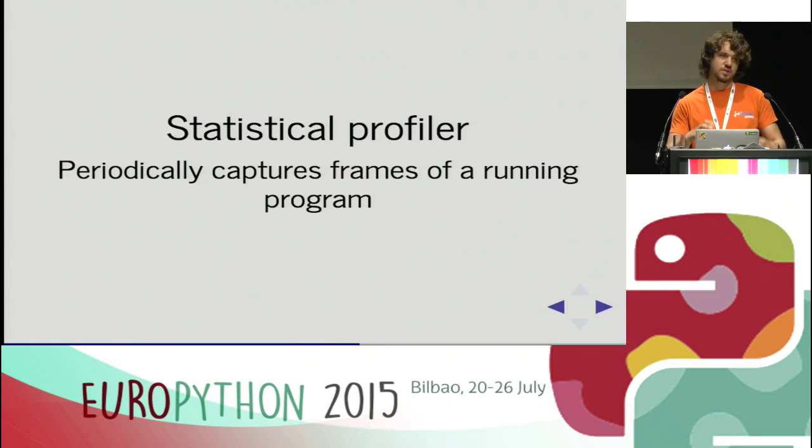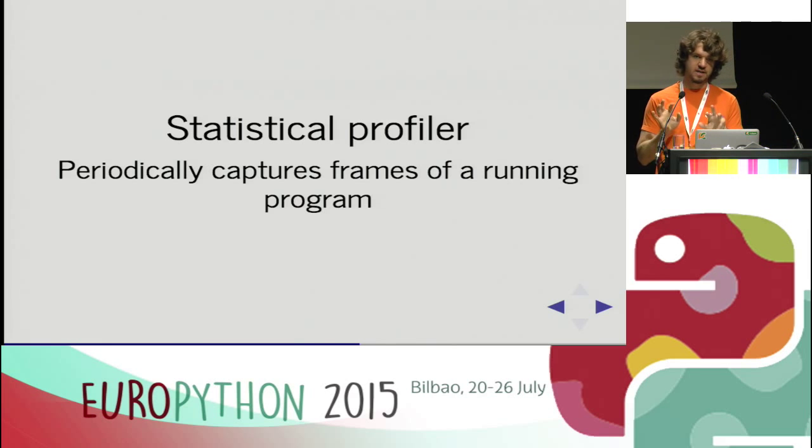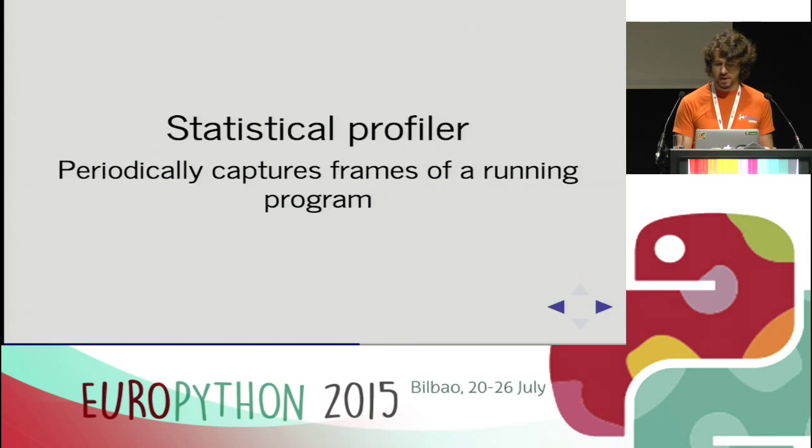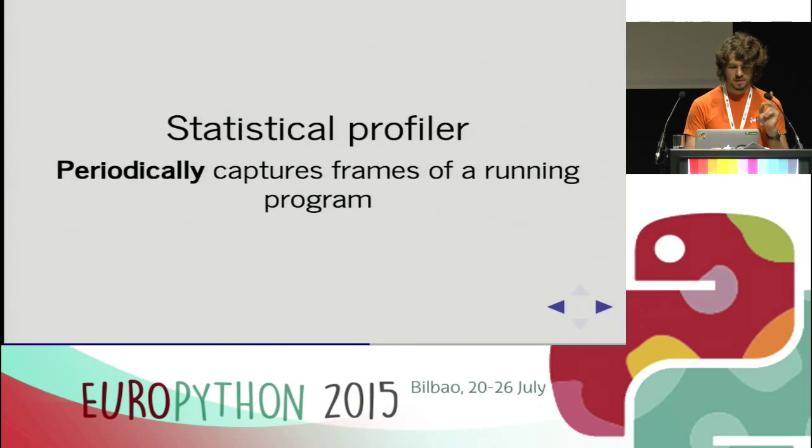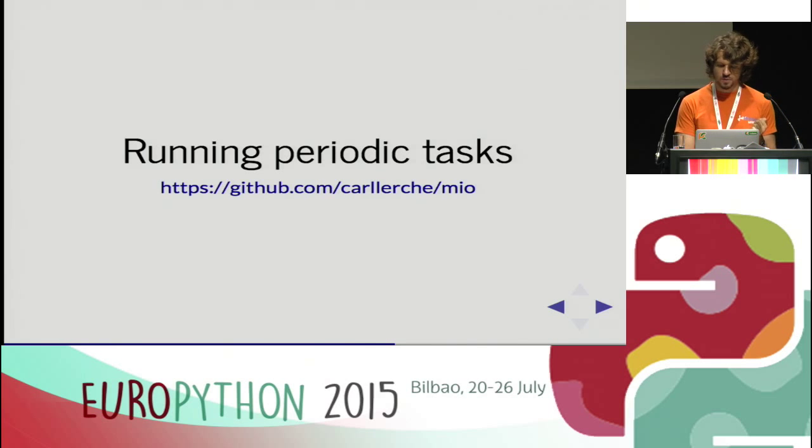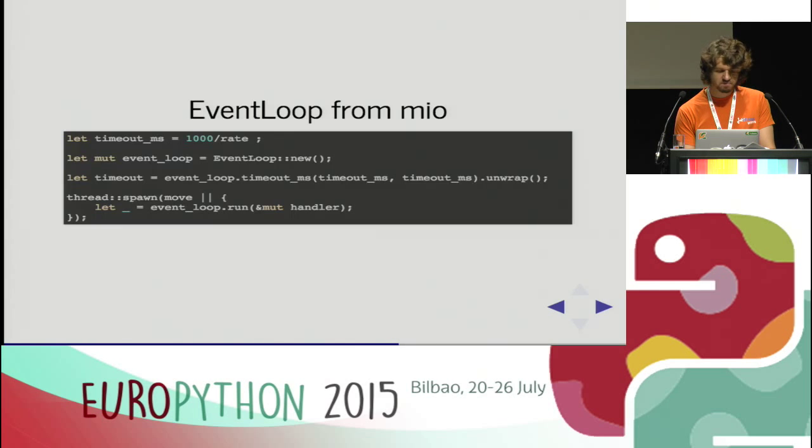But here we won't go step by step implementing all the program because we don't have so much time. We'll just focus on two important aspects and maybe we'll learn something along the way. The aspects are periodically and frames. So, how to run tasks periodically? There is no timer in the Rust standard library yet. But there is a wonderful library called Mio, Metal.io. Mio is a lightweight library providing different operating system abstractions, like timing.